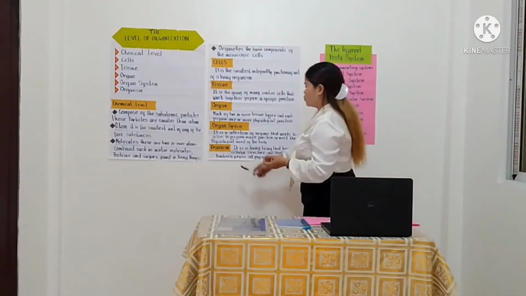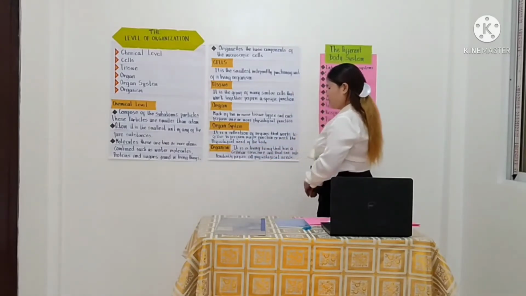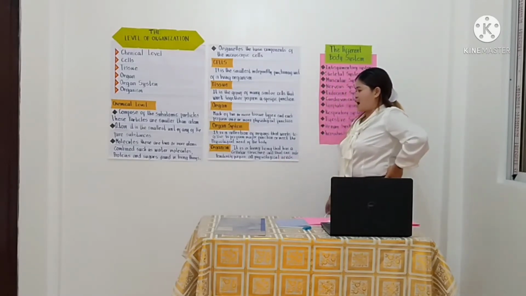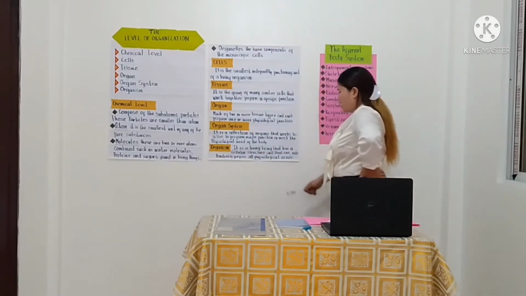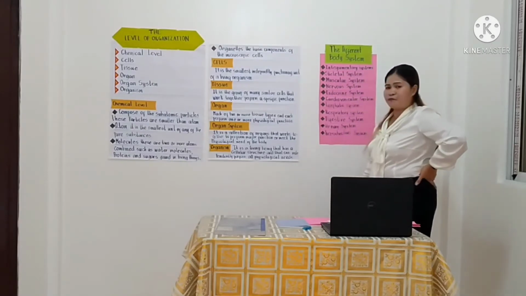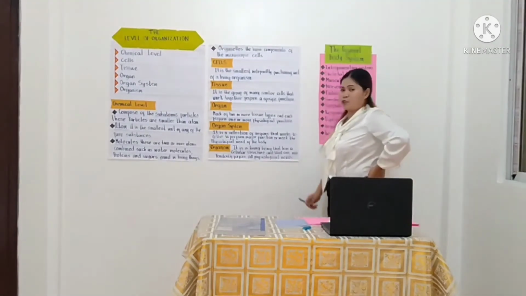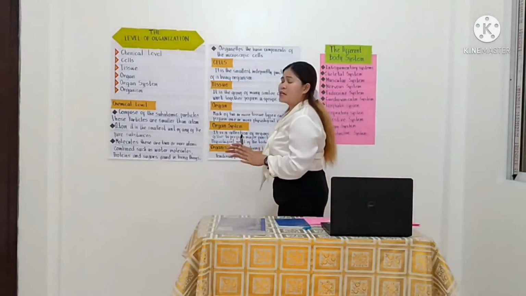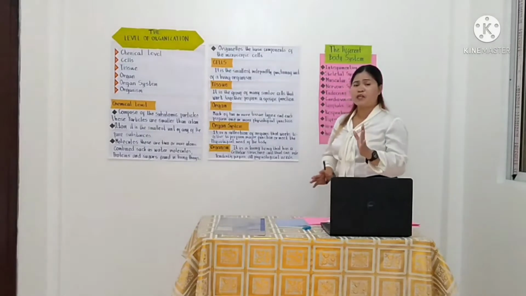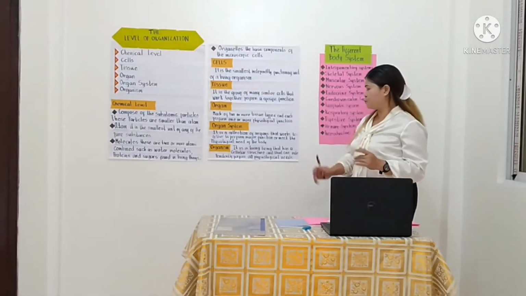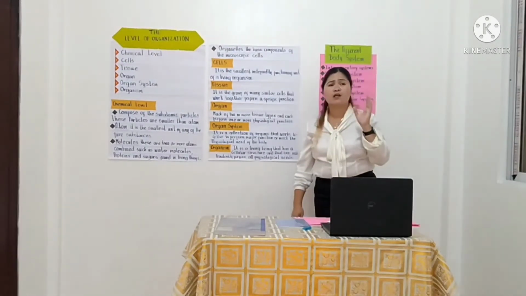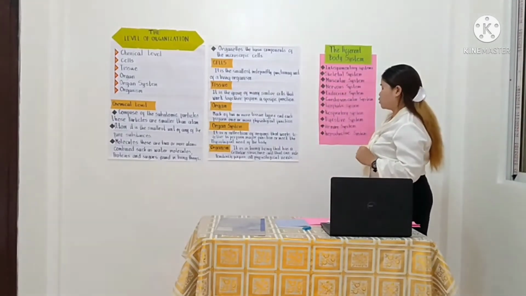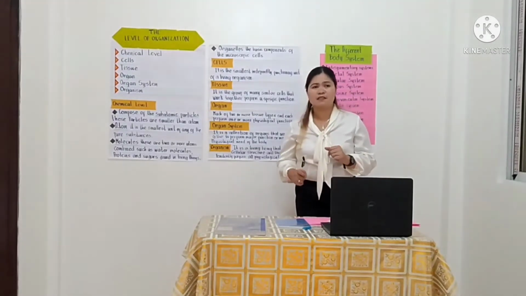So next is the organism. An organism is a living being that has cellular structures and that can independently perform all physiological needs. So when we say organism, it has its own movement, it has its own functions to perform all the physiological needs of the body or cells. All the physiological needs in life.